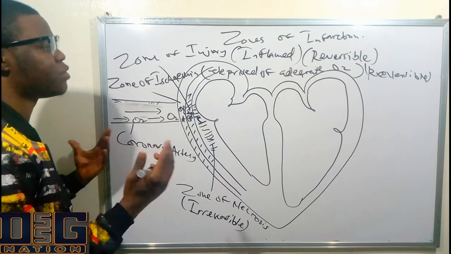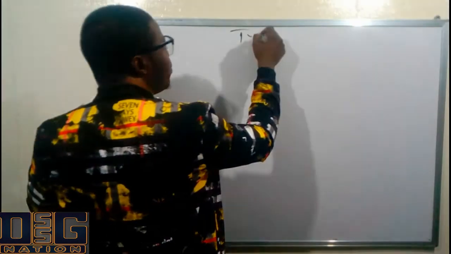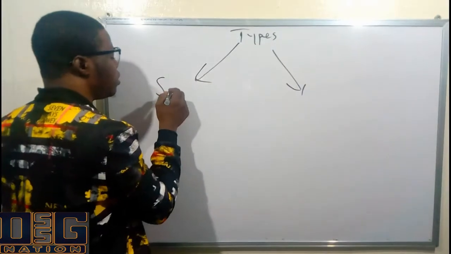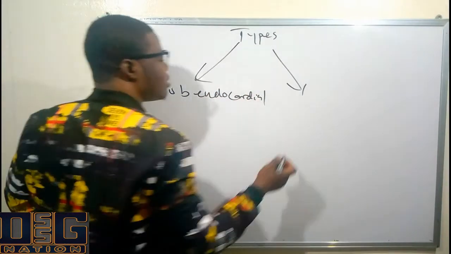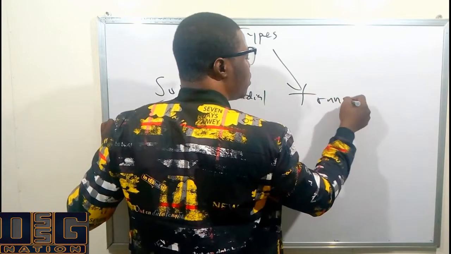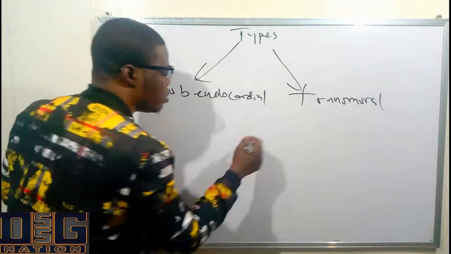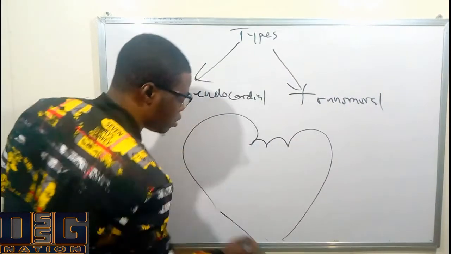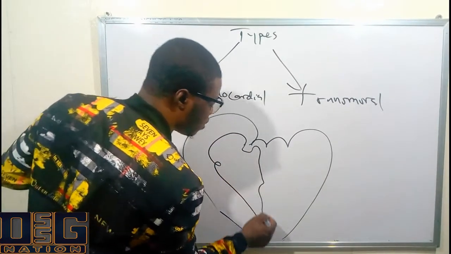So let's talk about the types of myocardial infarction. Talking of the types of myocardial infarction, we have majorly two types. The first one is called the subendocardial, and the second one is called the transmural. Now, what is transmural and what is subendocardial? So here is our heart as usual.